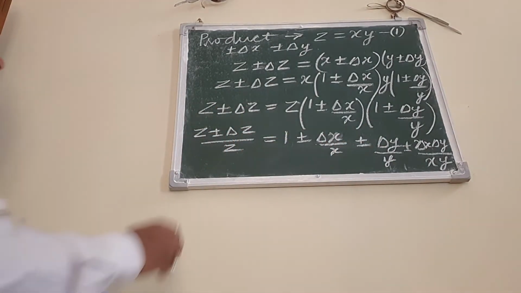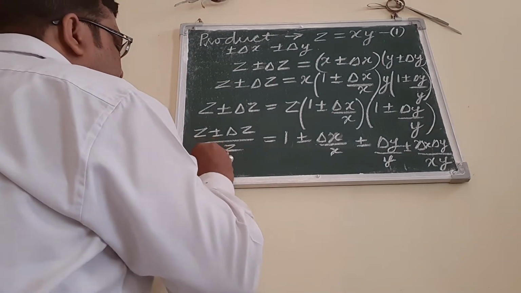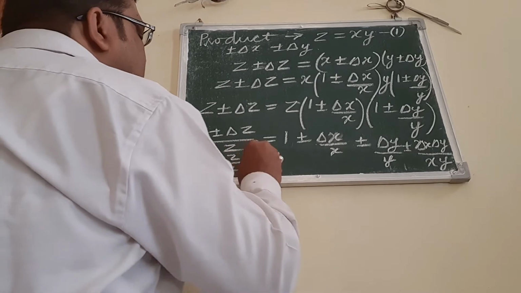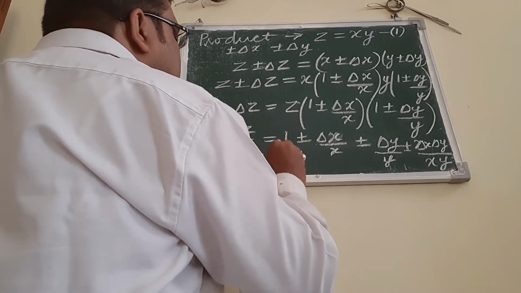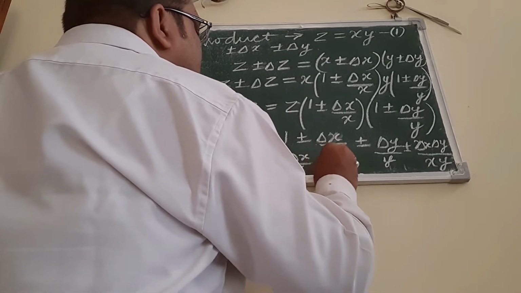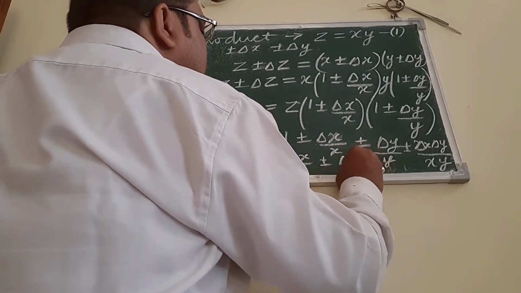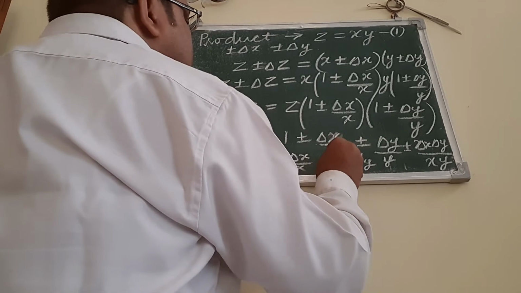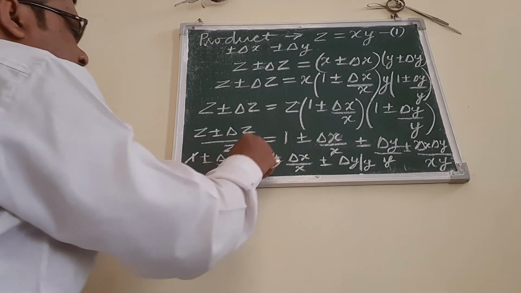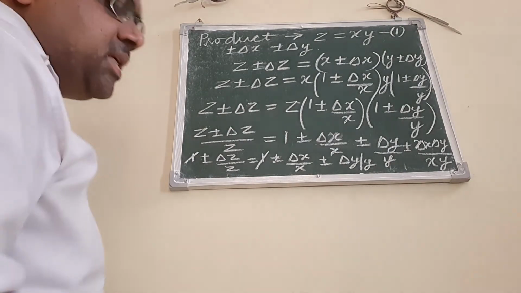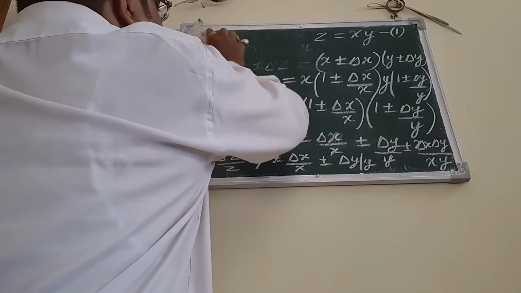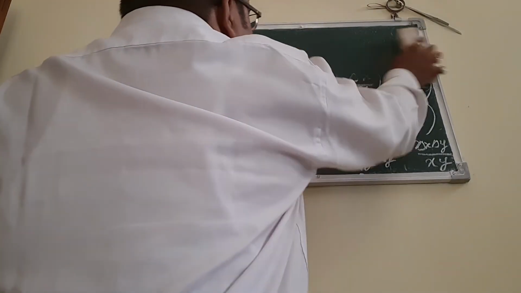So our expression becomes 1 plus minus delta z upon z equal to 1 plus minus delta x upon x plus minus delta y upon y. So this is our expression. Here the 1 and 1 cancel from both sides. So I am rubbing from the top to continue the expressions.